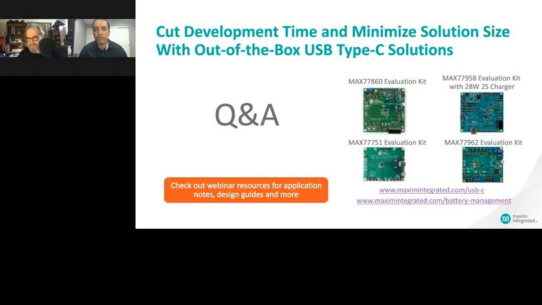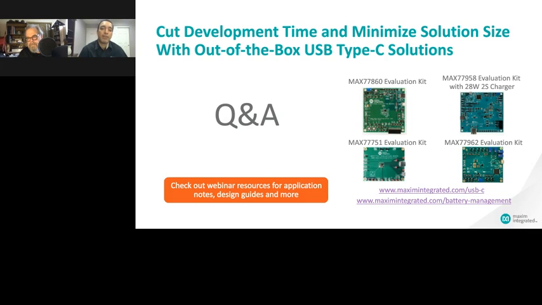Yeah, that's another good question. With USB Type-C or power delivery, the fundamental consideration is the power level. If the power is less than 15 watts, the standard Type-C is likely sufficient. Anything greater than 15 watts, power delivery will be required.